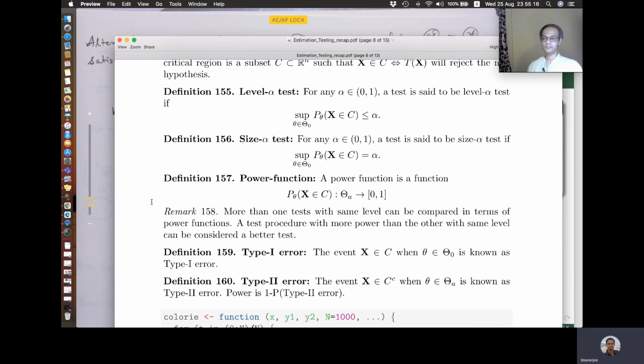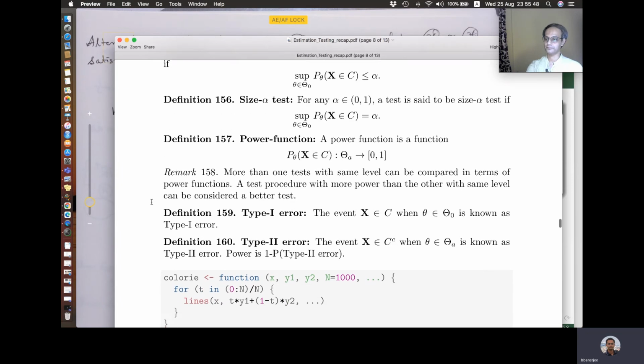Type 1 error is when x belongs to the critical region when theta belongs to theta naught, and type 2 error is when x belongs to the complement of the critical region. That means you are not rejecting the null hypothesis when theta belongs to the alternative. The power is known as 1 minus the probability of type 2 error. 1 minus beta is the power.